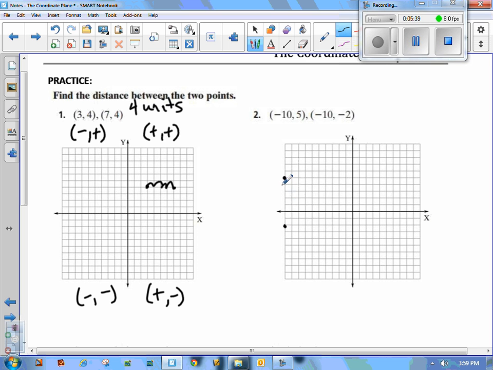Now I'm going to count the distance, which is the number of units. 1, 2, 3, 4, 5, 6, 7. So they have a difference of 7 units.